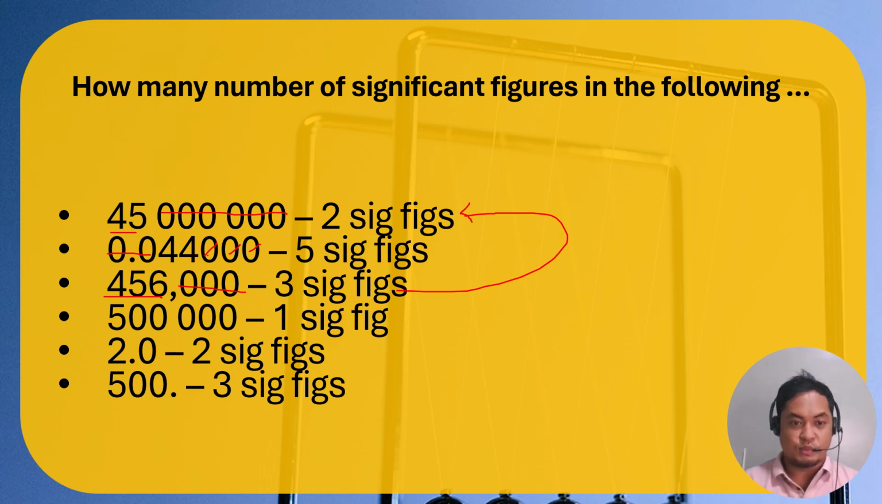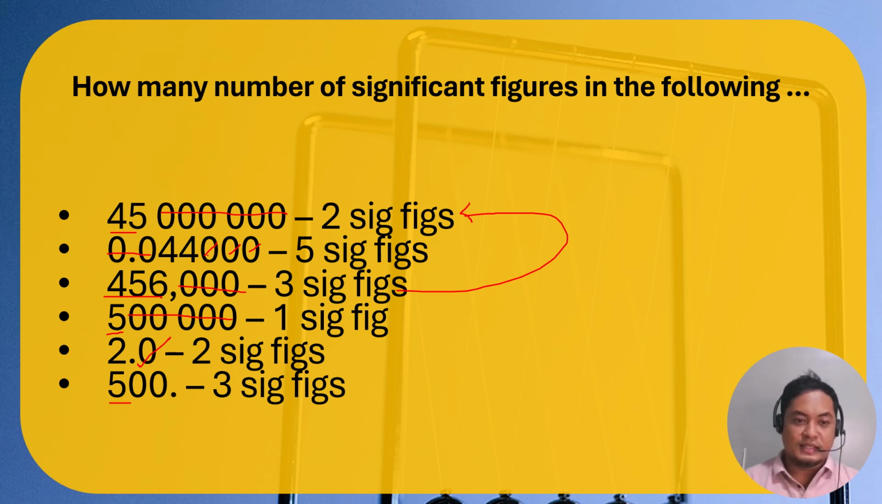Same in this next bullet. So the zeros before 5 are insignificant. So we only have one sig fig in this 500,000 figure. And then in 2.0, it's a decimal number greater than 1, right? The 0 here is crucial. The 0 is significant. It's included in the counting of the significant figures.